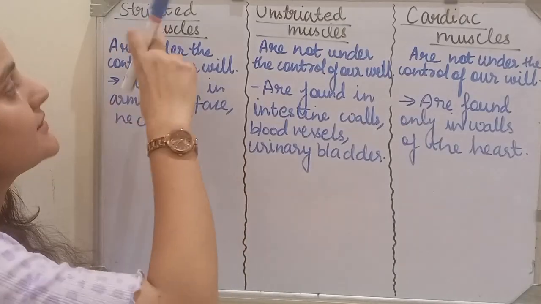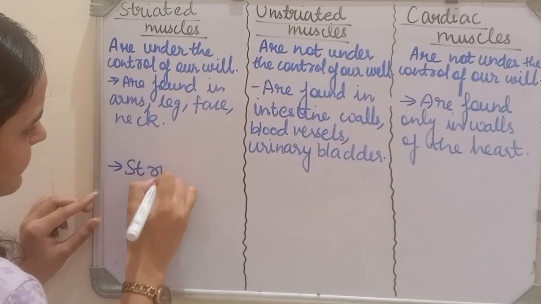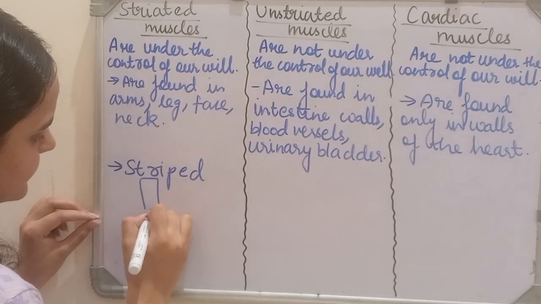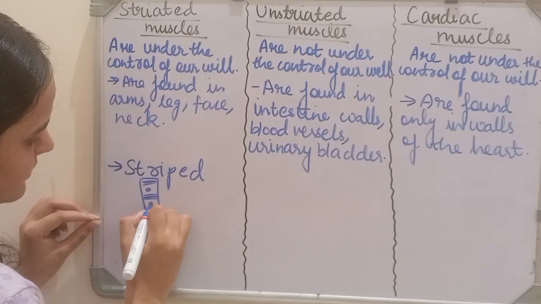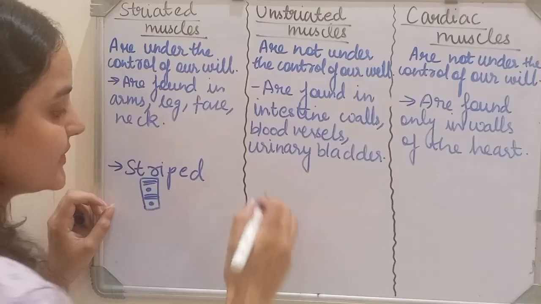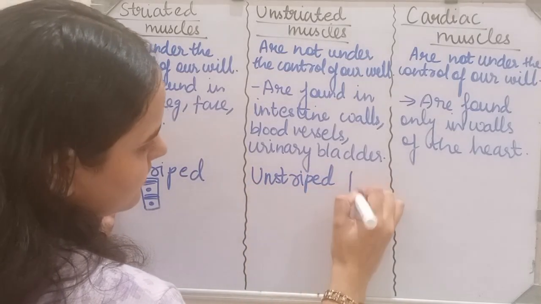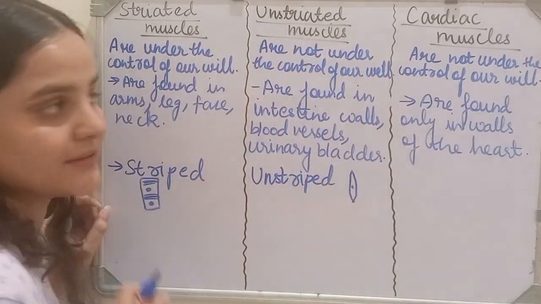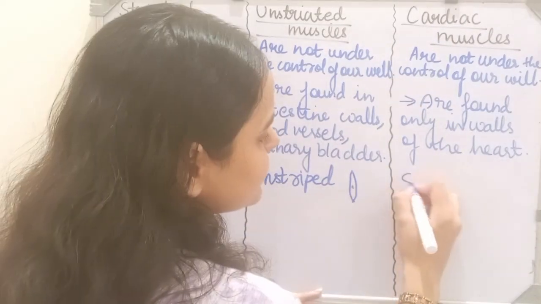Let's see the next one. These striated muscles are striped. So they are striped. Okay, we saw this in the diagram. Suppose this is the striated muscle. So you will see stripes like this. Okay. And these unstriated muscles, they are smooth muscles. Means they are unstriped. You won't see such stripes present like this in case of unstriated muscles. Now, cardiac muscles, they also have these striations, so they are also striped.